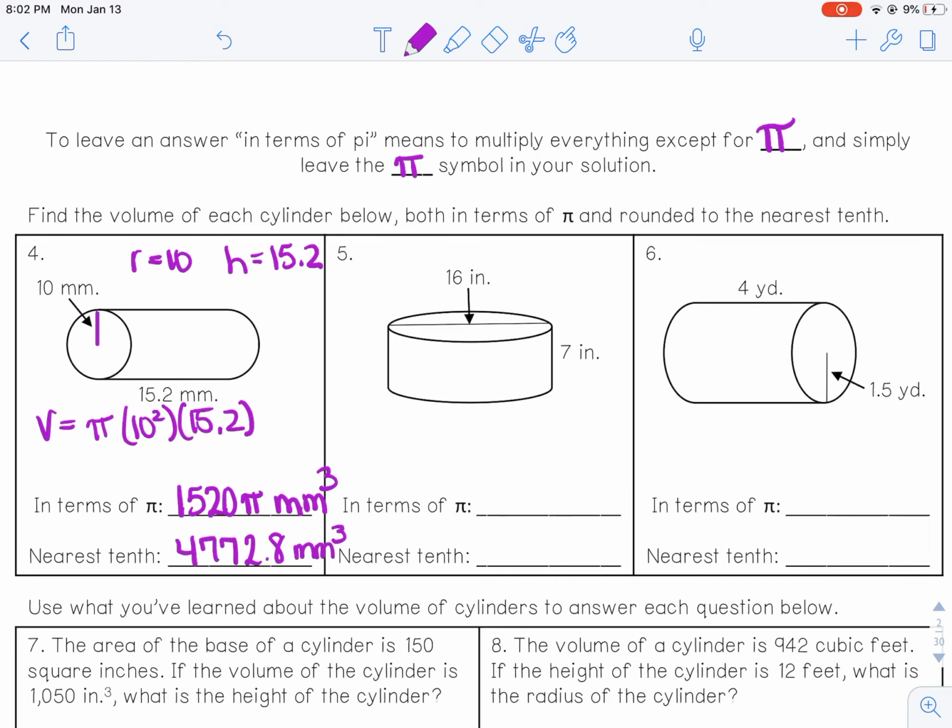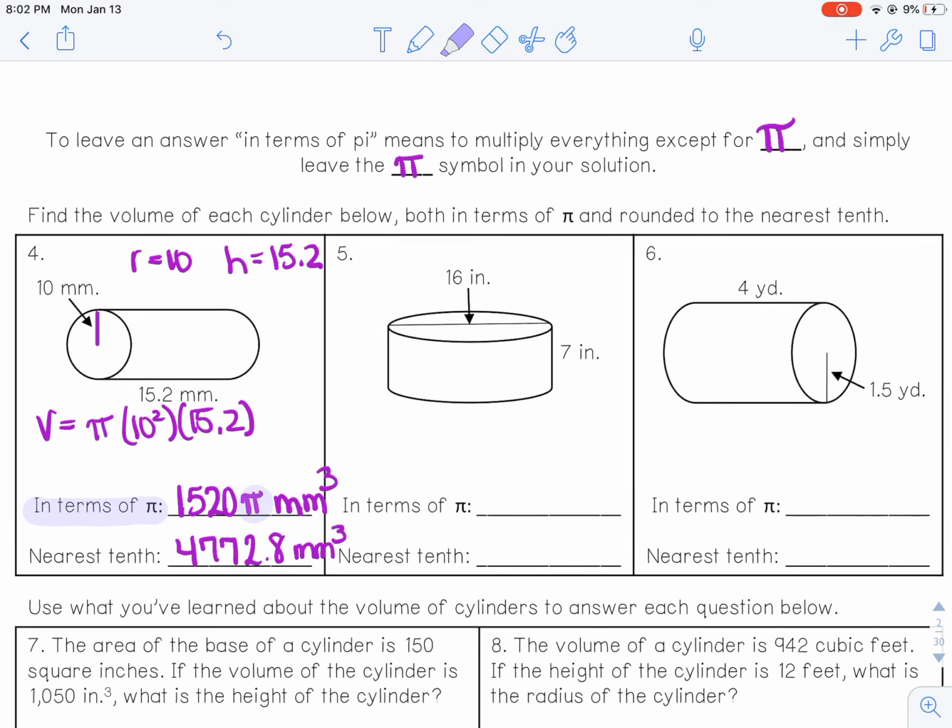On your homework today, it's going to ask you just to leave the answer in terms of pi. I think it's 2 questions that ask you to do that. If that pi symbol is not there, your answer is incorrect. So make sure that if it says to leave it in terms of pi, that you leave the pi there.